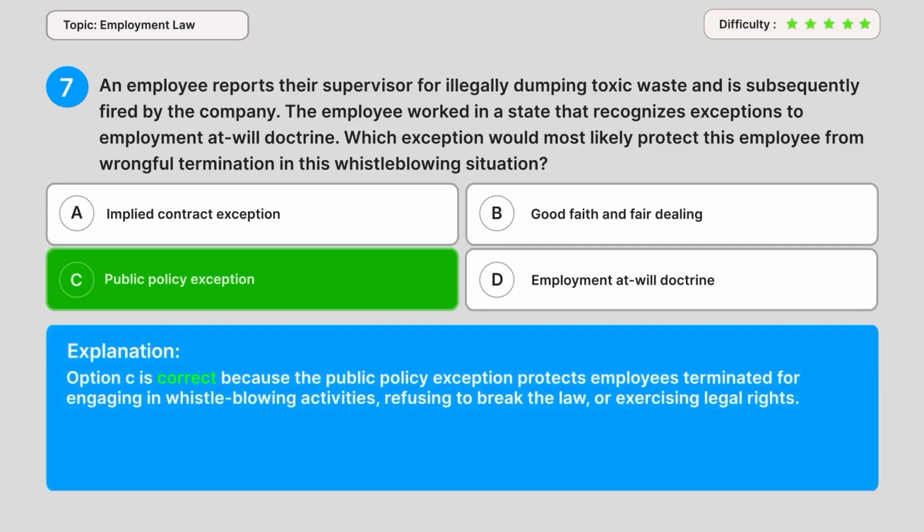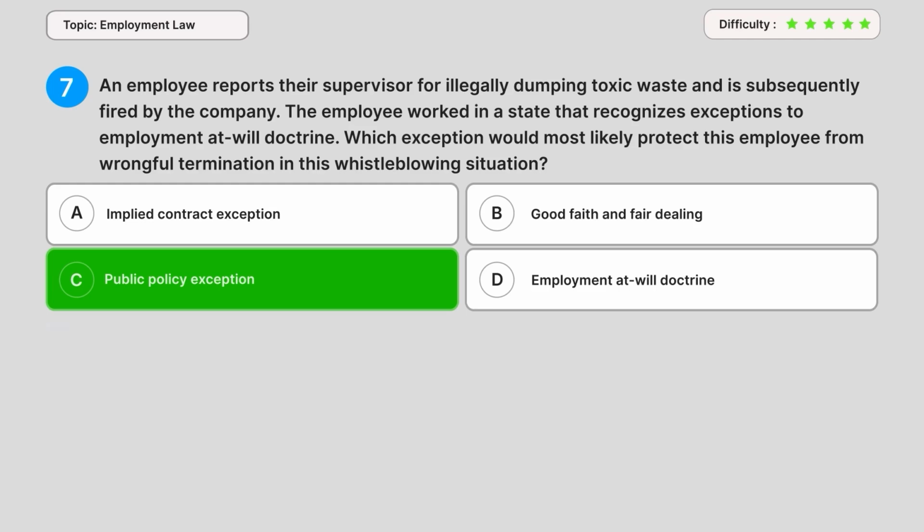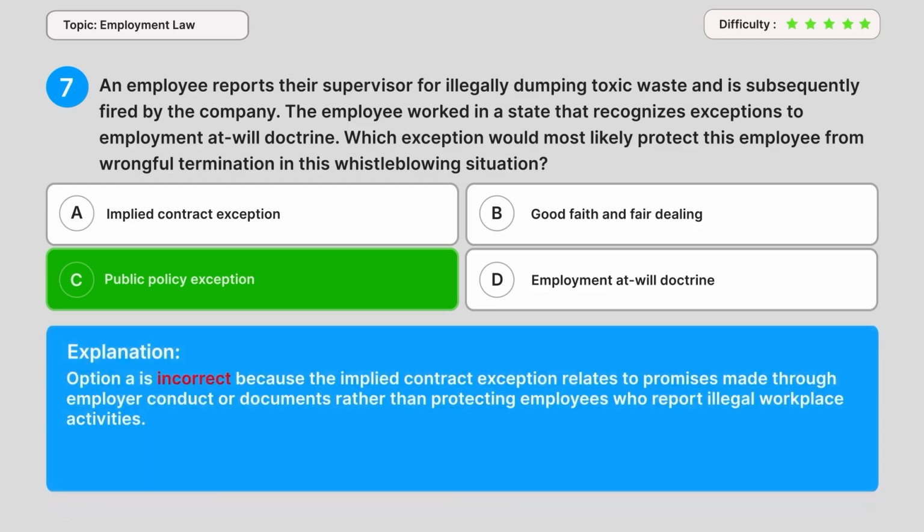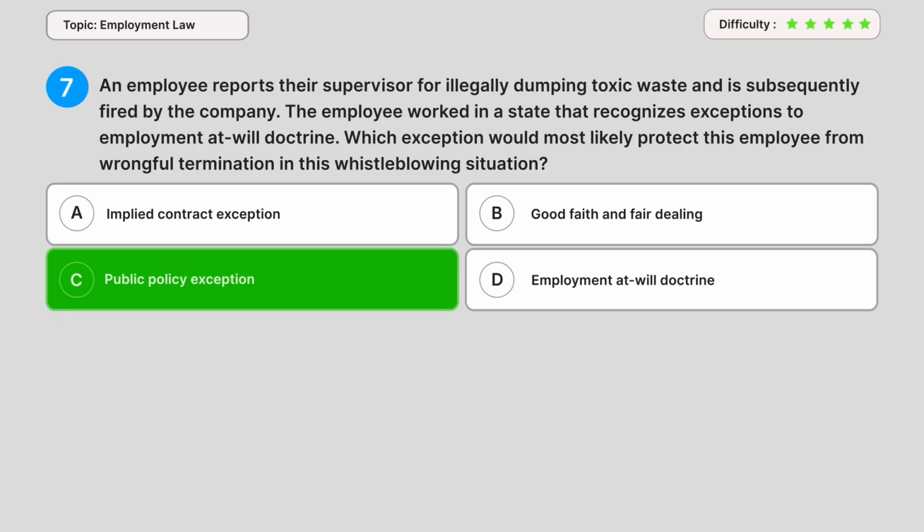Explanation. Option C is correct because the public policy exception protects employees terminated for engaging in whistleblowing activities, refusing to break the law, or exercising legal rights. Option A is incorrect because the implied contract exception relates to promises made through employer conduct or documents rather than protecting employees who report illegal workplace activities.